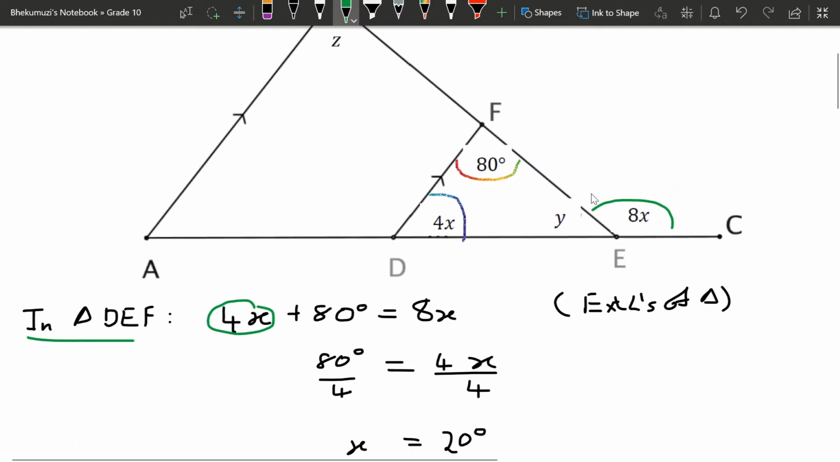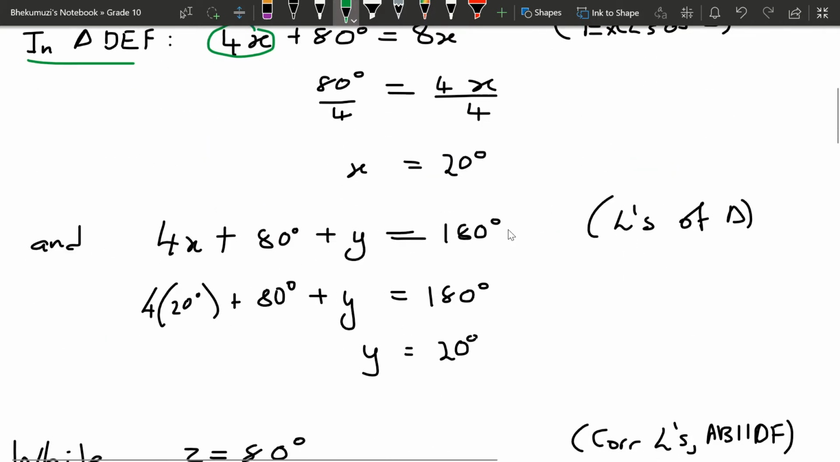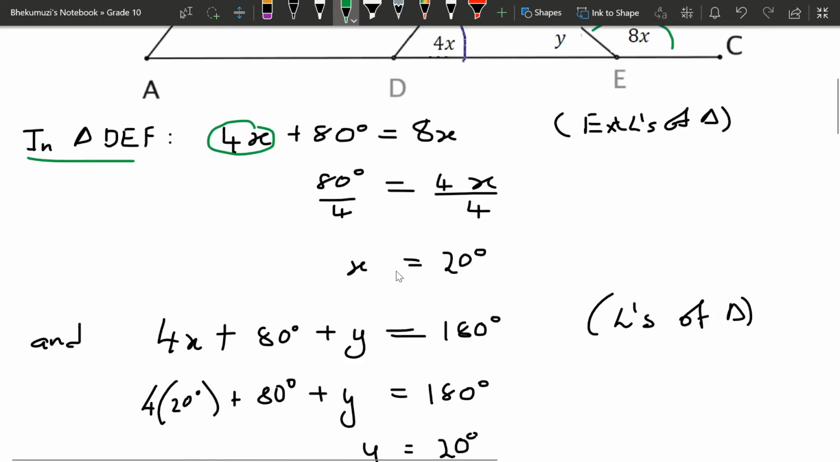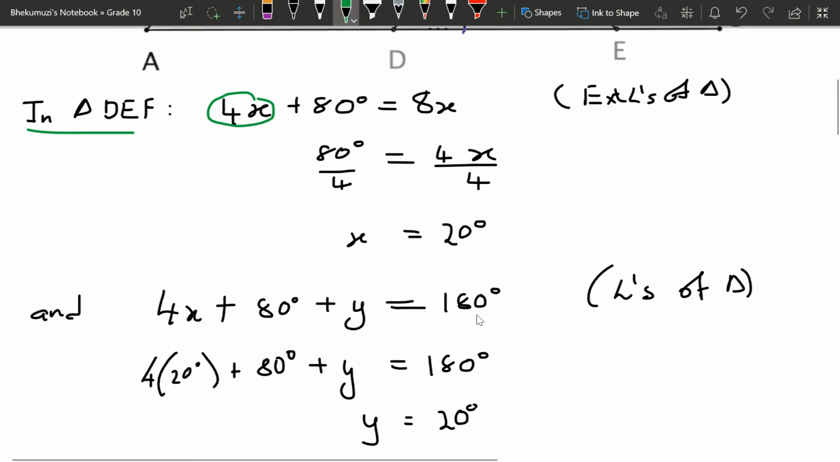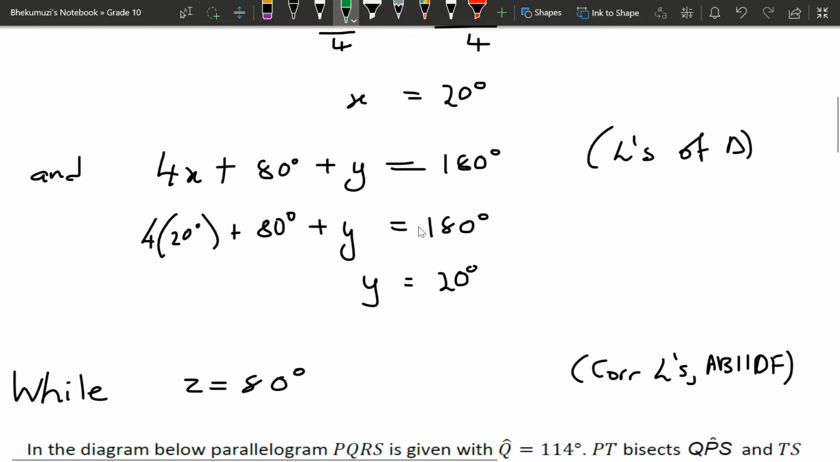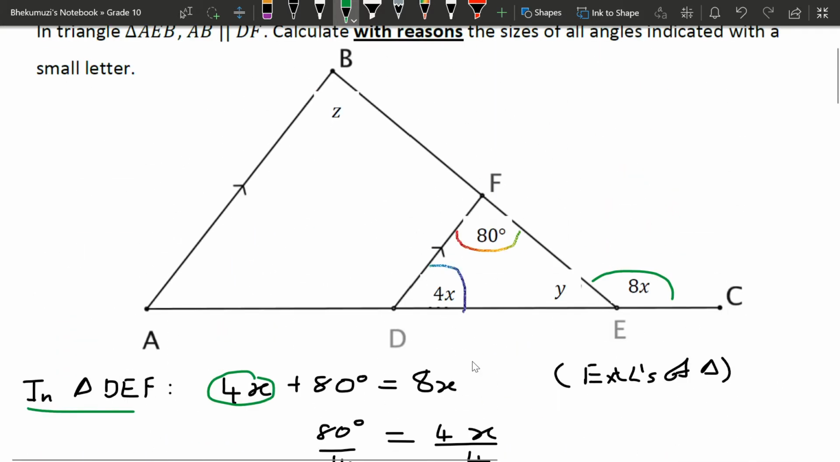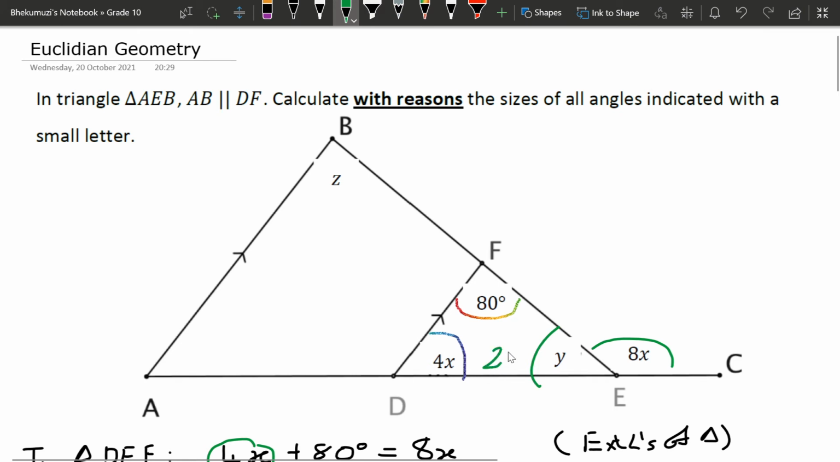Now notice that y is within the triangle DFE. So you can say that I have 4x, 80, and y, which is equal to 180, and these are the sum of the angles of a triangle, or the interior angles of a triangle. Then we place in the value we have for x, which is 20, so it's 4 times 20 plus 80 plus y, which equals 180, and so y would give us 20.